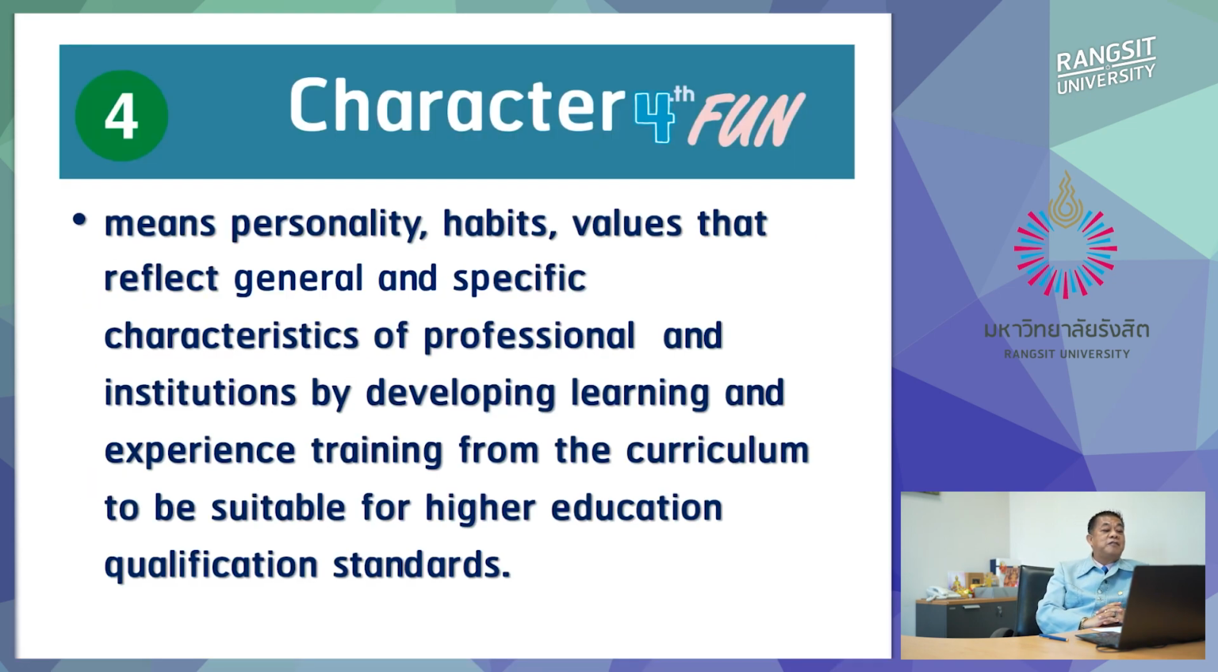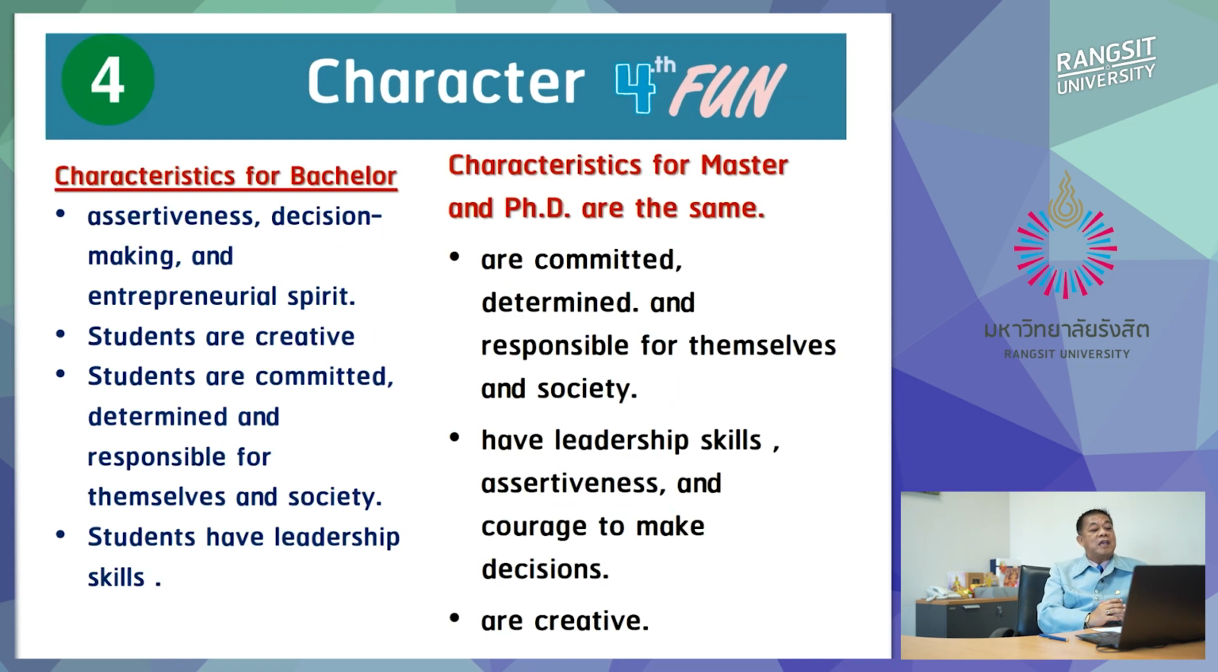The last one, the fourth, is character as a learning outcome. This outcome means personality, habits, and values that reflect general and specific characteristics of the profession and institution, by developing learning and experience training from the curriculum to be suitable for higher education qualification standards. The character of each level, from bachelor to PhD.